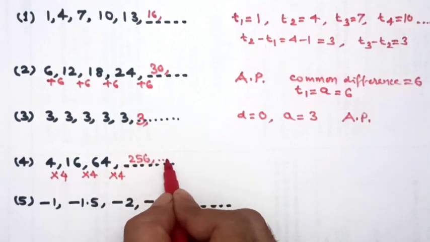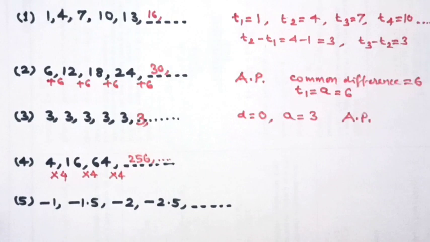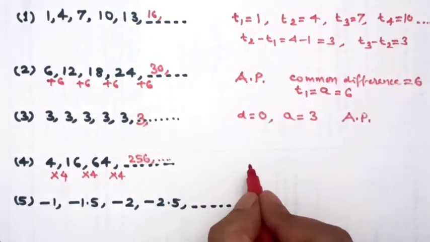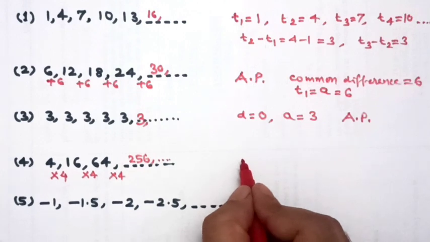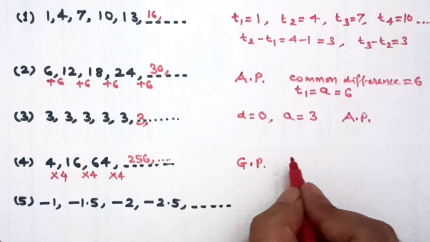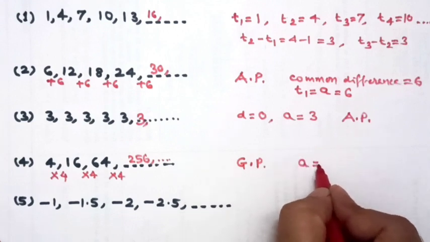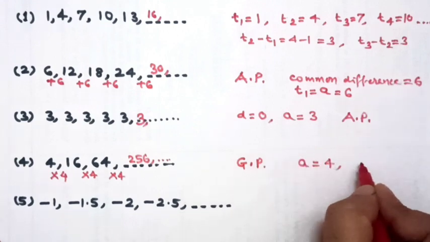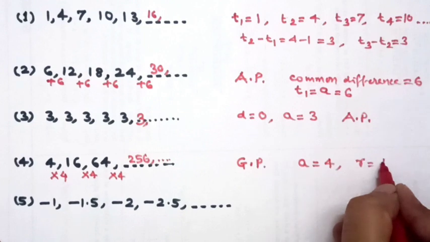So here the next term will be 256, and so on. So my dear students, here it is not an AP, and this particular sequence is called a GP. AP means arithmetic progression, whereas GP is called geometric progression. So it is an example of GP, where your first term is 4 and your ratio is again 4.